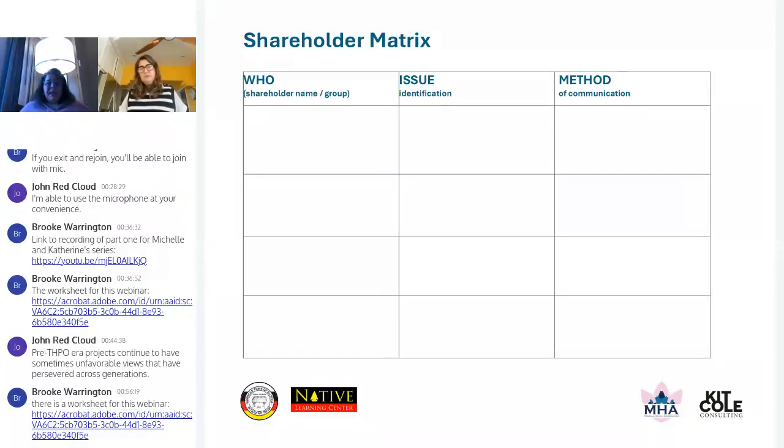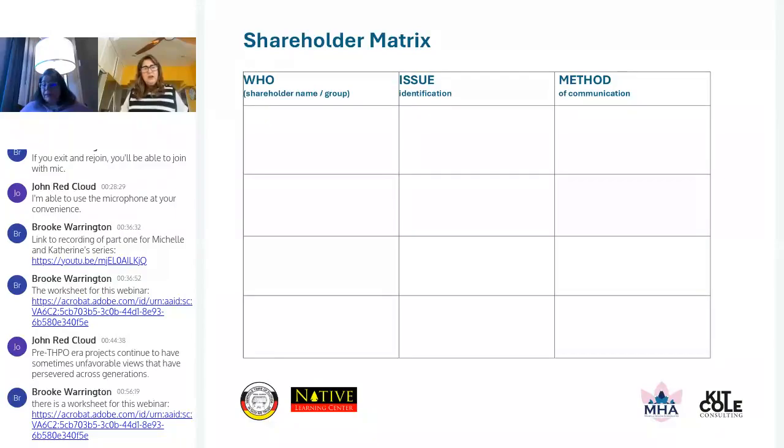So I don't know if everyone has that in front of them now, but we would certainly like to engage with you about who are those stakeholders for your projects, or do you want to share with us, and we can kind of go through that now.